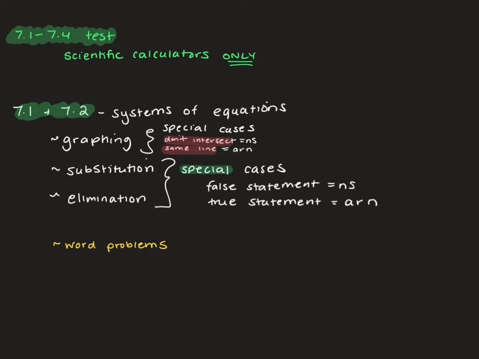The special cases there are if the variables cancel and there's a false statement, that's a no solution. So something like if it said 0 equals 1, obviously that's not true, so that would be no solution. And if it said something like 0 equals 0, then that's a true statement, that would be all real numbers.